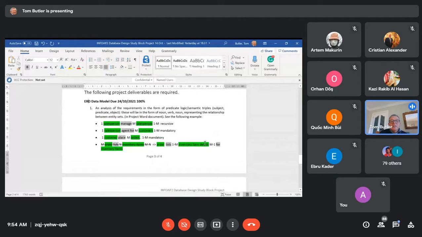in terms of the data model due date, I've yet to receive confirmation from CULS as to whether I can extend it beyond the 24th of the 10th. I would hope to have such confirmation today.